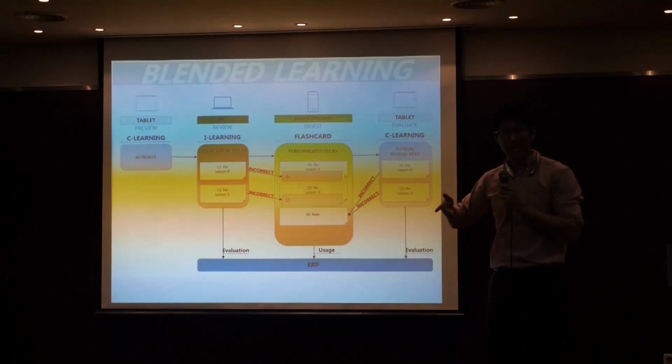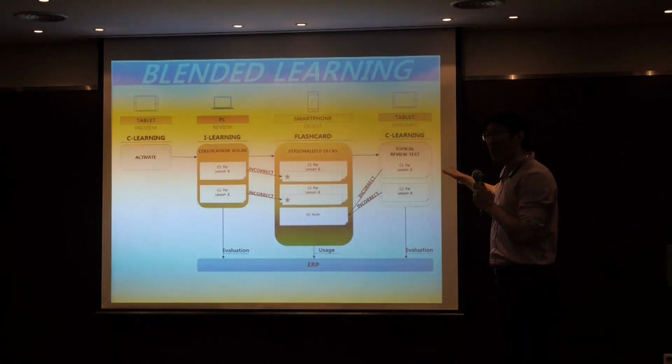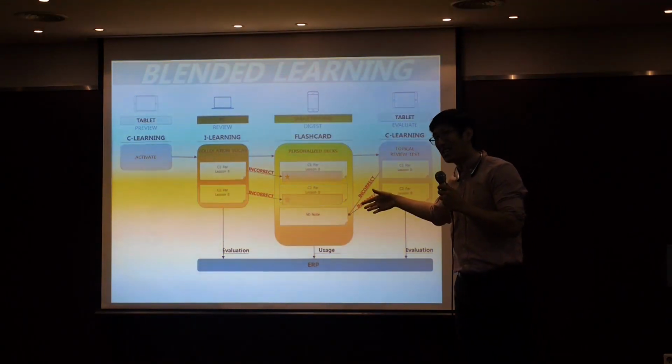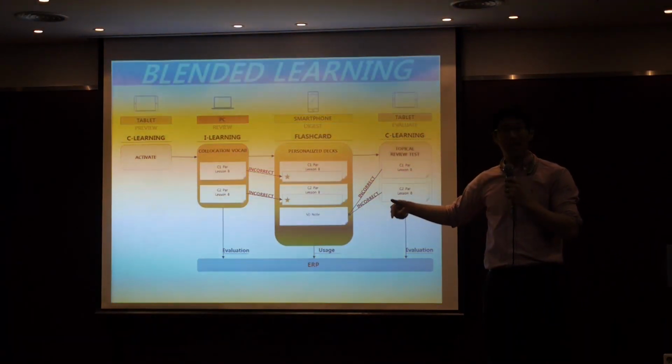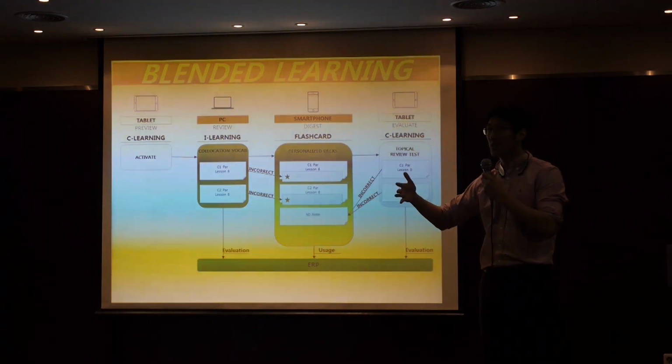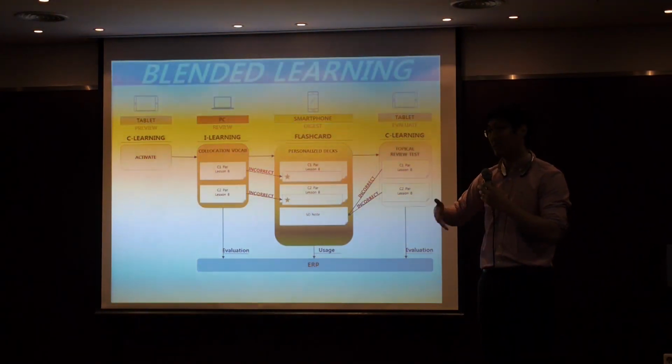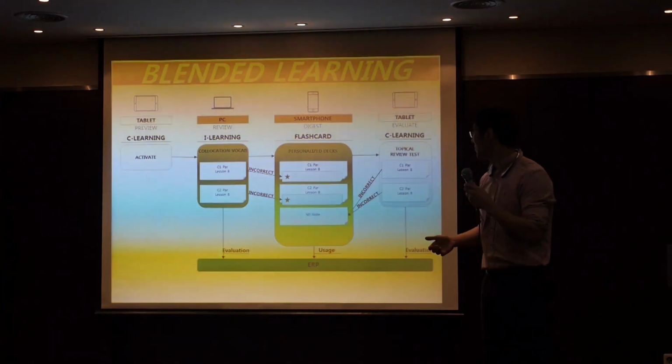For long-term retention, any of the words that the kids get wrong in their review tests, that information also gets sent to their mobile app. So by the end of one term, they'll have a list of all the words that they're still struggling with that they can review on their own.